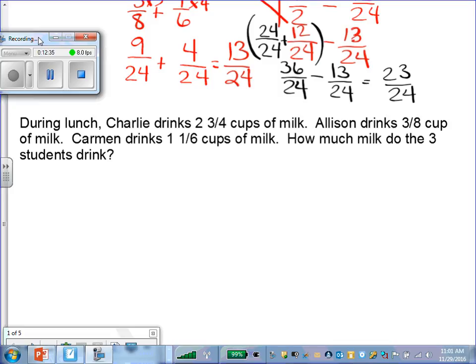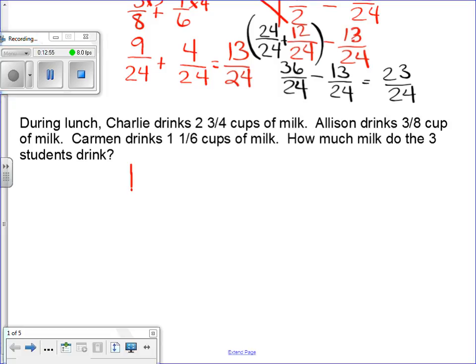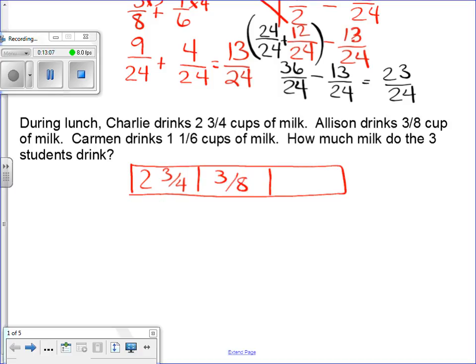So during lunch, Charlie drinks 2 3/4 cups of milk. Allison drinks 3/8 cups of milk. Carmen drinks 1 1/6 cups of milk. How much milk do the 3 students drink? So, if you do a bar model, 2 3/4 goes there. Allison, 3/8. Carmen, 1 1/6.